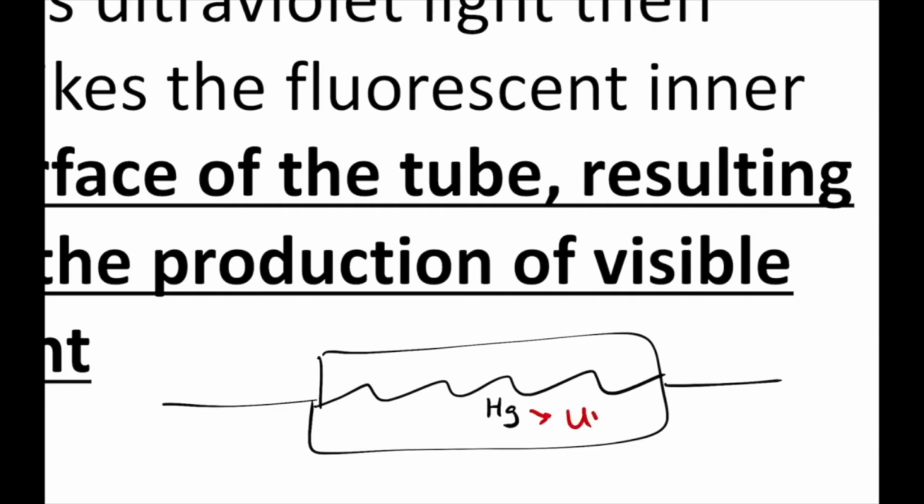ultraviolet light. Now, UV light wouldn't be very useful to us since we can't actually see UV light, but as soon as that UV light hits the inner surface of the fluorescent tube, that inner surface is going to convert that UV light to visible light for us to see, which is a pretty elegant process.